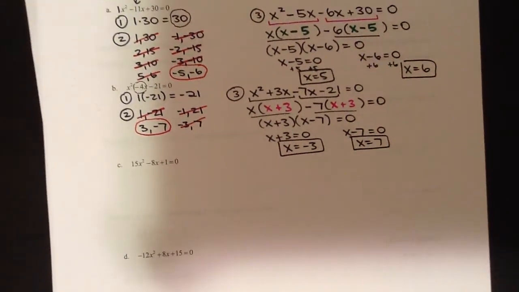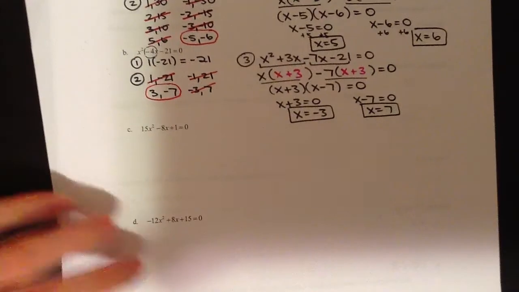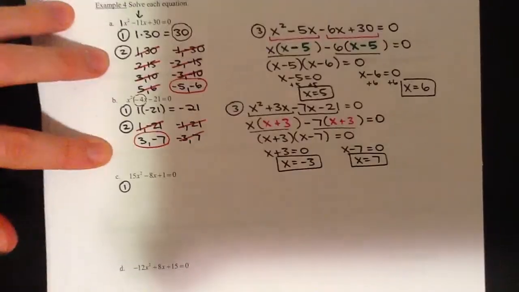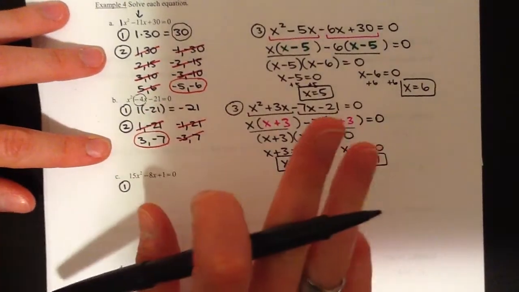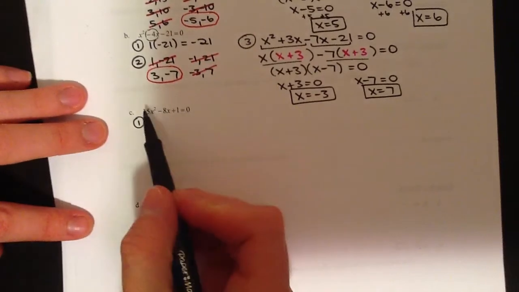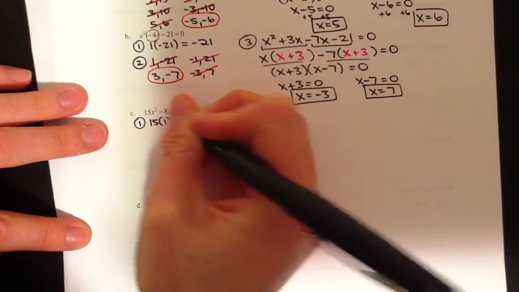Okay, so now we get to the interesting ones. C and D, when I have something in front, it makes it a lot trickier. So I'm going to walk through these same steps. This is why I did these 4 steps with you in these previous problems. Even though I'm sure you probably could have just looked at this and factored it, I wanted to make sure that we were comfortable with this process. So step 1 is I multiply A times C. So 15 times 1, of course, is 15.